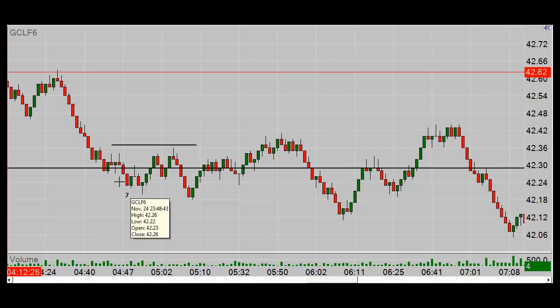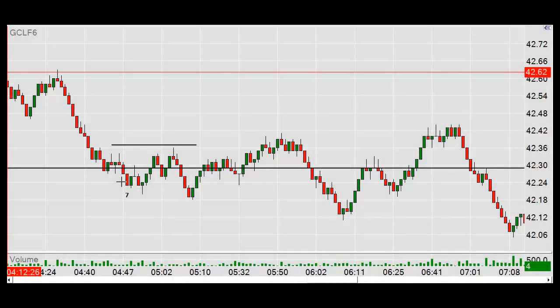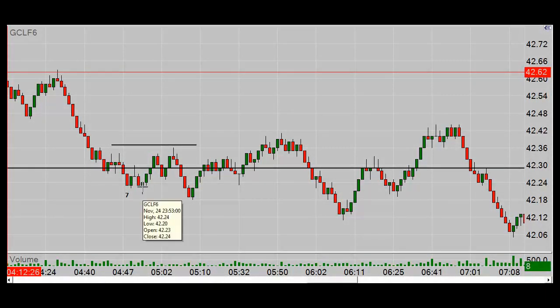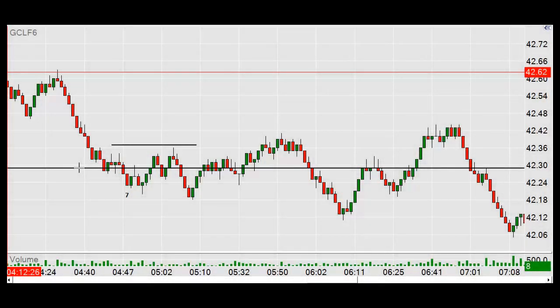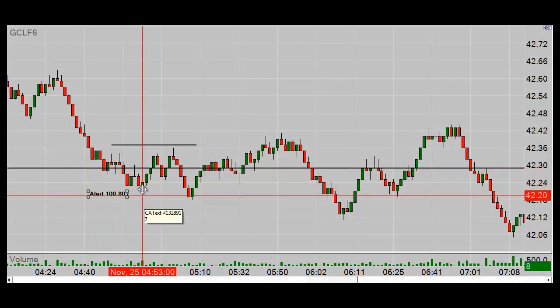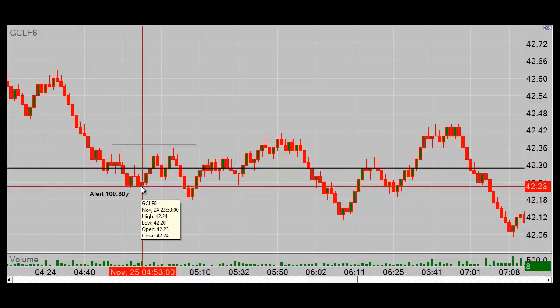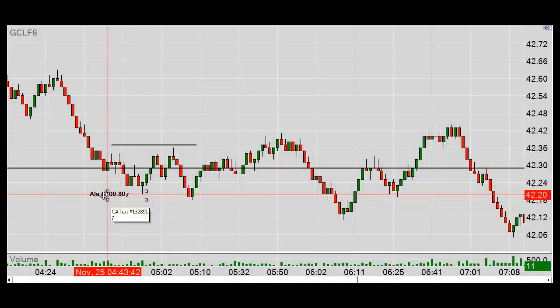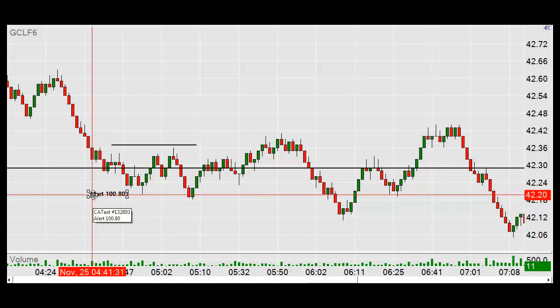I'd love to see you lock in 4, but most people aren't that comfortable being that aggressive. So if you get 3 locked in, you've done good. We're just going to consider that we missed this one, even though it was a nice trade, and it dropped 9 ticks. All right. 42.29 down to 20. Yeah, it dropped 9 ticks.